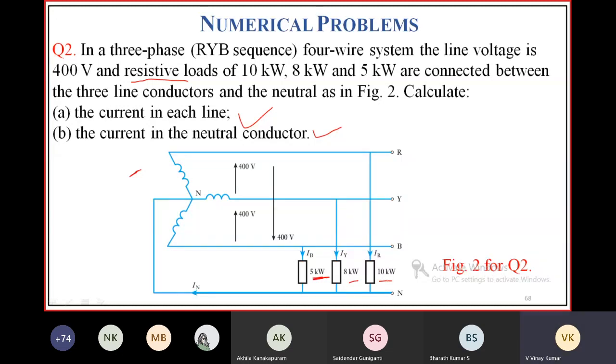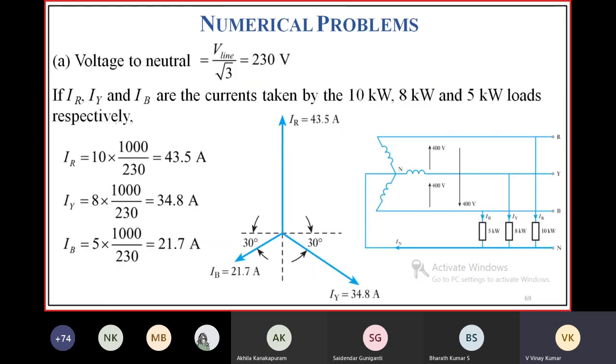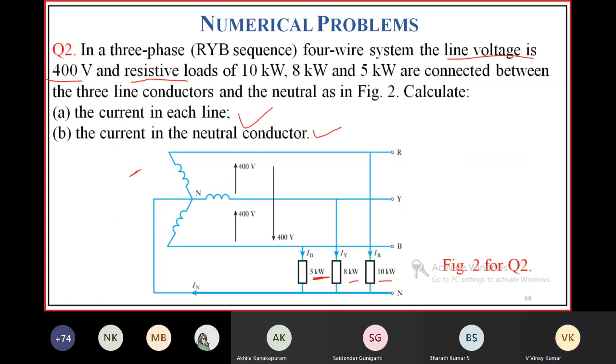Okay, what is the voltage across this load? The line to line voltage is 400 volts. What is the phase voltage? 400 by root 3, you get 230 or 231 volts. Okay, so what is IR?